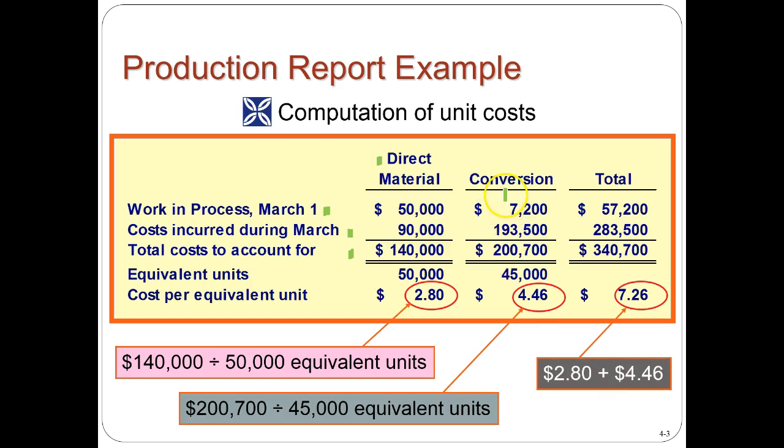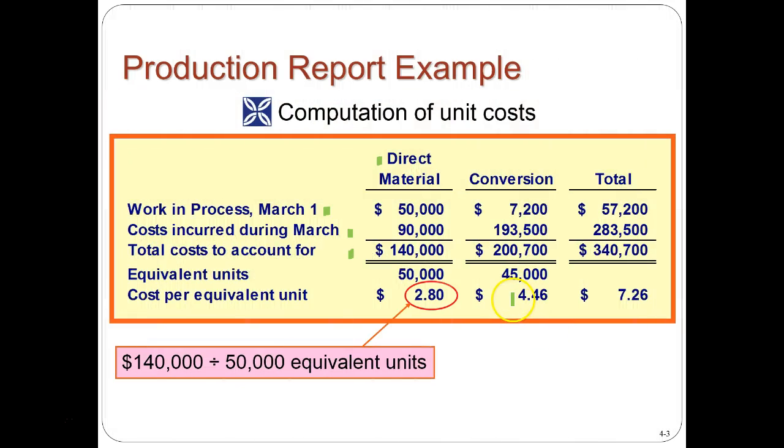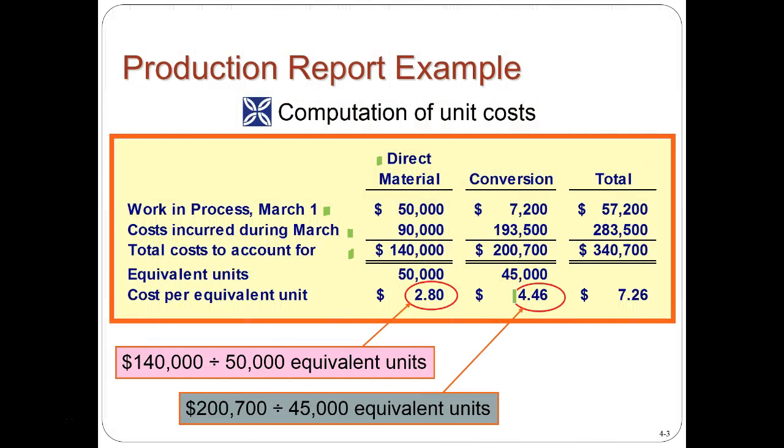Then we're going to take the conversion, the direct labor and the overhead, which is the 7.2 plus the 193.5 that we spent during the period, gives us a 207. We're going to divide that by the 45,000. Where does the 45,000 come from? It comes from this number here, 45,000. And that gives us our $4.46 per equivalent unit of conversion. If we add those two up, we come up with the 7.26. Our total cost is this plus this, or the 7.26 for both direct material and conversion.